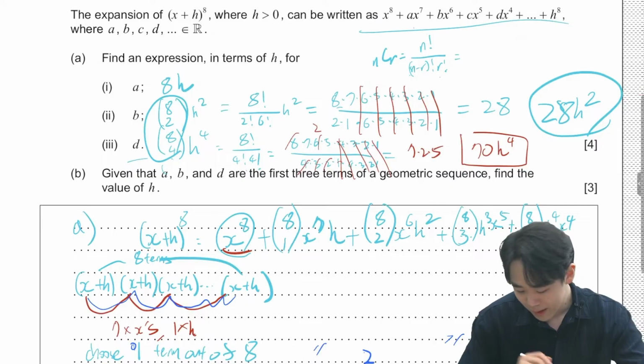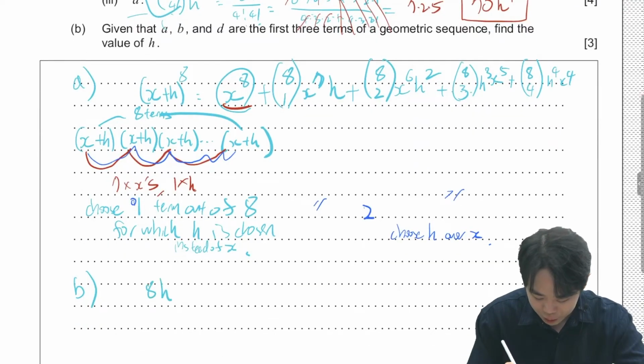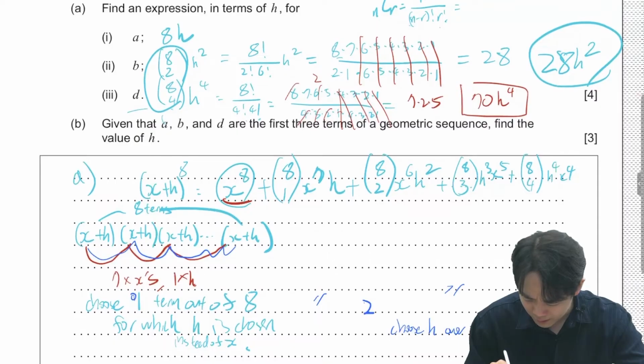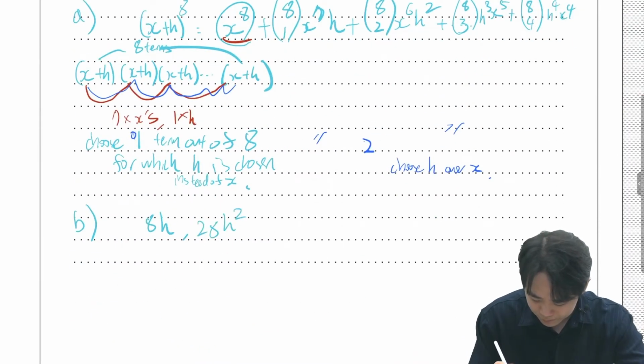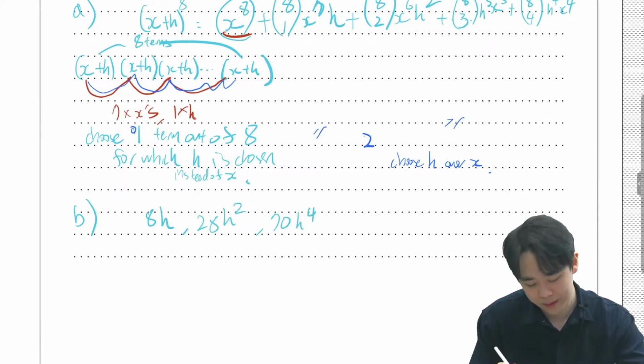B. Given that a, b, d are the first terms of a geometric sequence, find the value of h. Okay, so 8h, comma, 28h squared, comma, 70h to the 4.